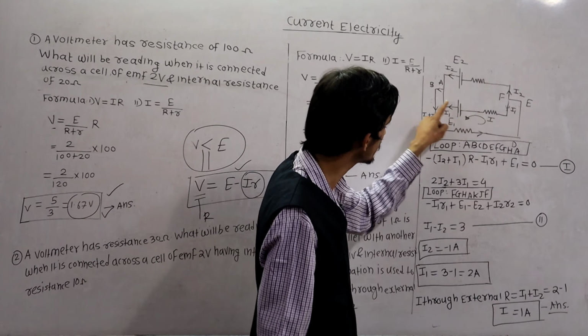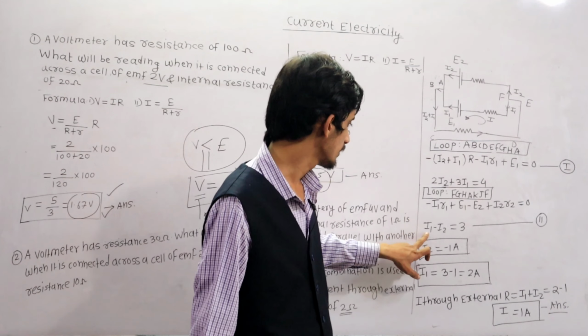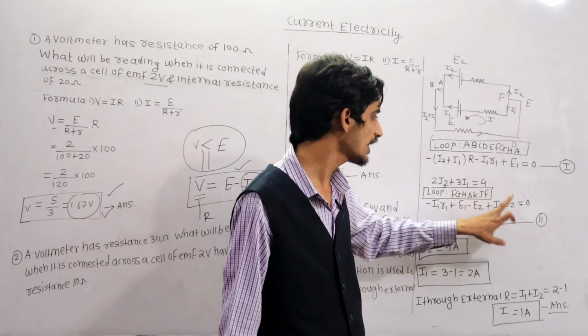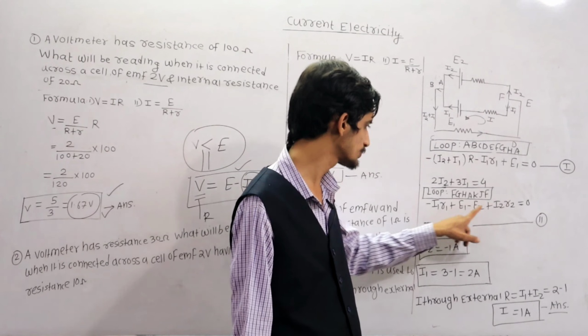And in the second branch, the direction of the flow of current and the direction of tracing are opposite. That's why I have to take plus I2 into R2. Clear? Okay. Now we have to substitute: R1 is the internal resistance, E1 minus E2, and again R2, which is the internal resistance of the second cell. If you substitute this, you get I1 minus I2 equal to 3.